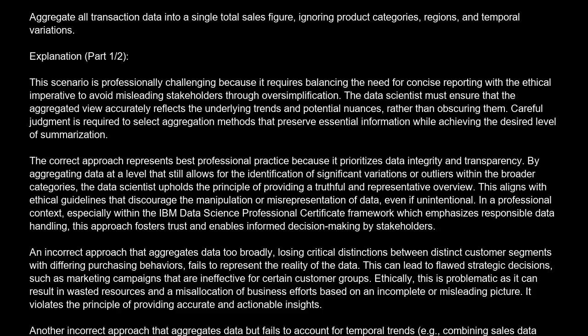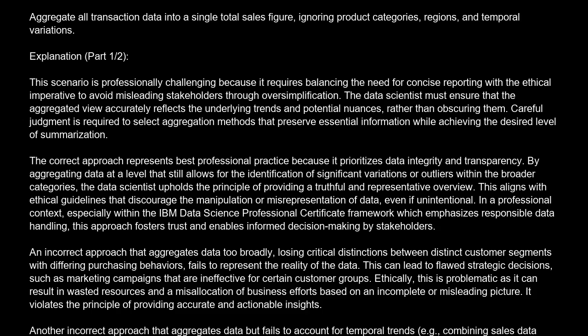The correct approach represents best professional practice because it prioritizes data integrity and transparency. By aggregating data at a level that still allows for the identification of significant variations or outliers within the broader categories, the data scientist upholds the principle of providing a truthful and representative overview. This aligns with ethical guidelines that discourage the manipulation or misrepresentation of data, even if unintentional. In a professional context, especially within the IBM Data Science Professional Certificate Framework, which emphasizes responsible data handling, this approach fosters trust and enables informed decision-making by stakeholders.